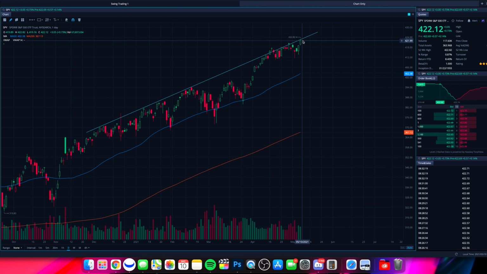Could we go higher? Sure. Ideally, you'd want to see healthy pullbacks as we push on up. And that's kind of what we've been seeing the past couple of months.